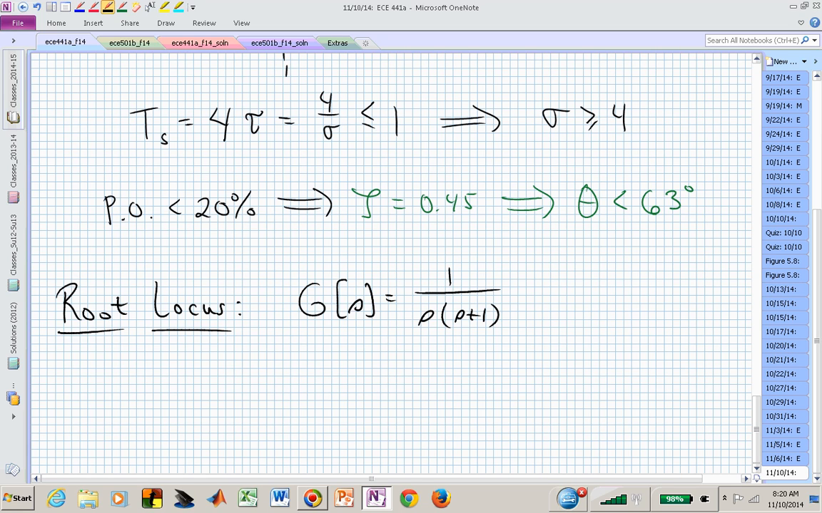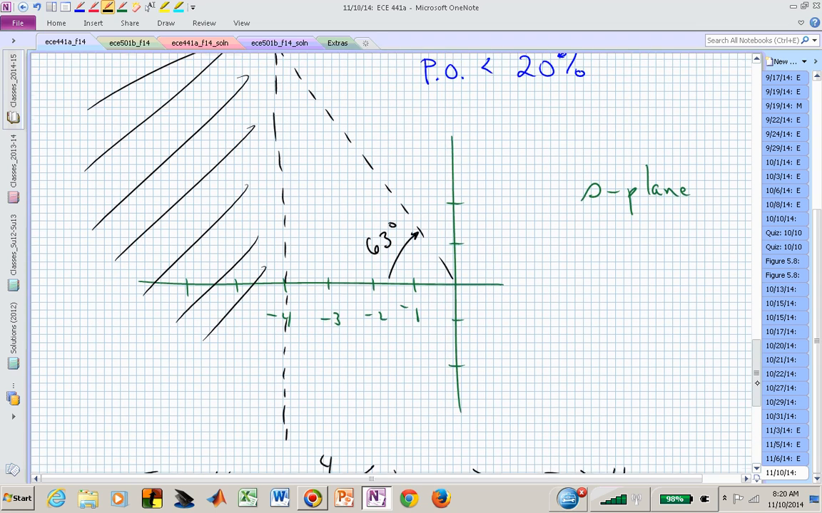Sketching the root locus, what's one of our first things that we do? Rule one, poles and zeros. How many finite zeros do we have? Zero, so we don't have to worry about drawing circles, do we? How many X's do we have? How many open loop poles? Two. And we have those now located at the origin and minus one.